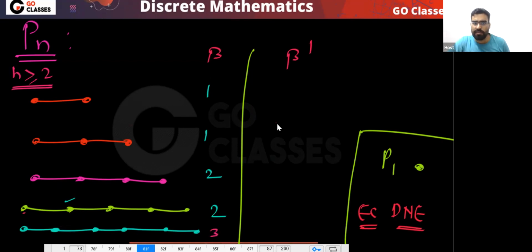Edge cover. Edge cover, what that will be? Here one edge is enough. Here 2 edges you have to take. Here you have to take how many edges? If you take this edge, you have to take this edge, then you have to take one more. This edge, this edge, this edge. So you have to take 3. So tell me what will be the answer?